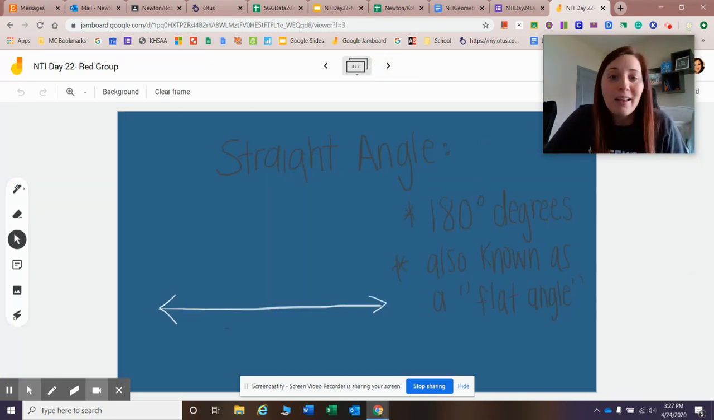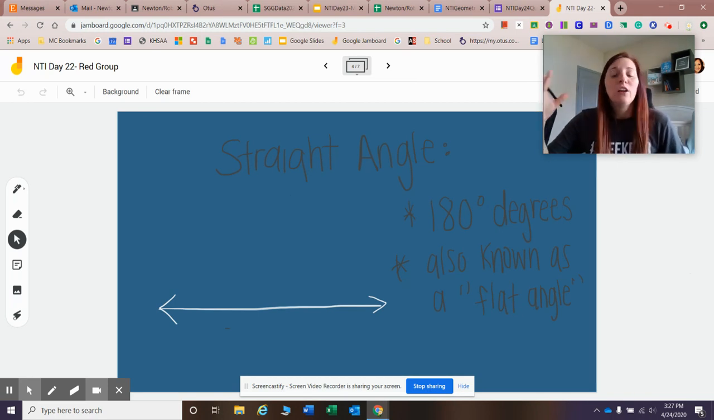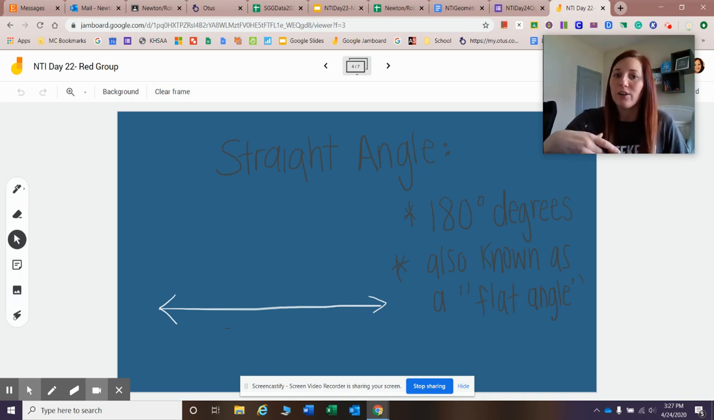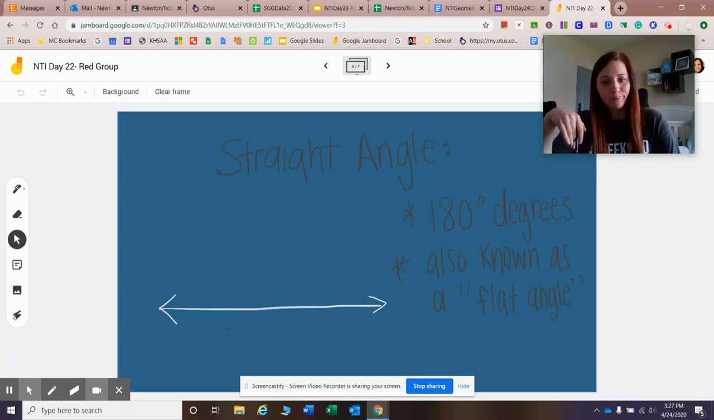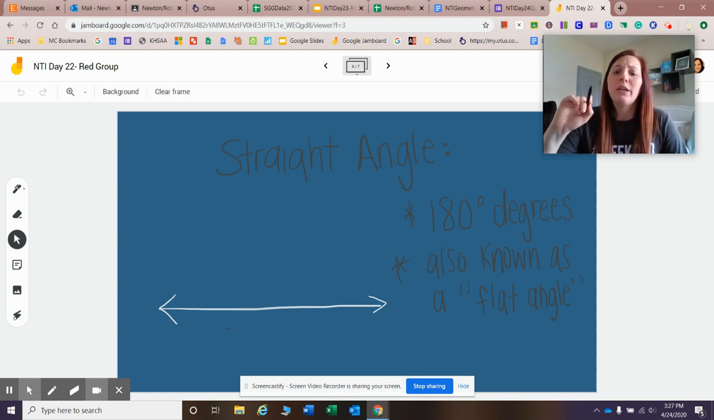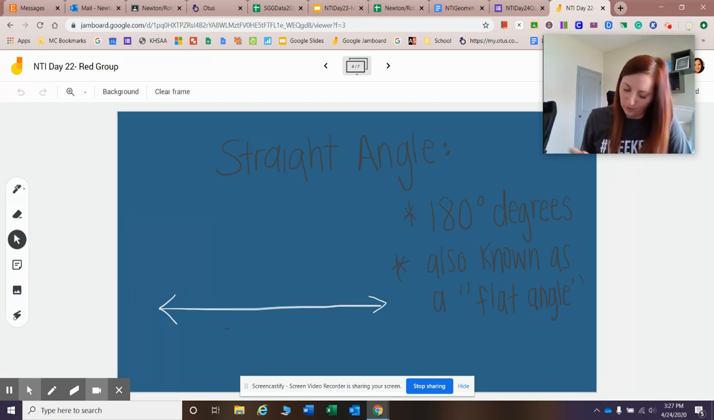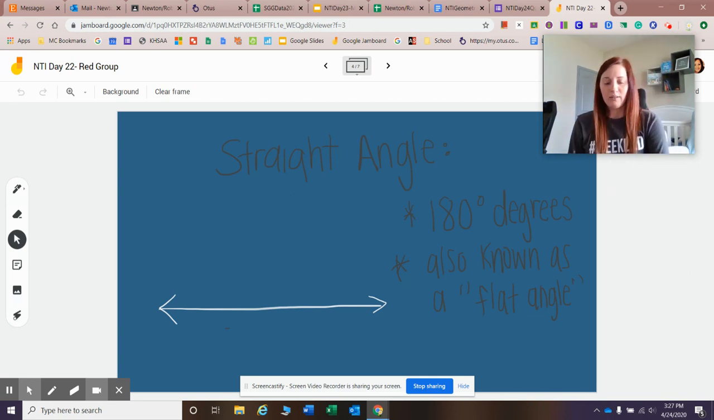It's as simple as the name. It's a straight line. It's 180 degrees. So if it's 180 degrees and you know that a right angle is 90 degrees, a straight angle is double a right angle, or a right angle is half of a straight angle, because 90 times 2 equals 180. You might also hear people refer to this as a flat angle. This is what a straight angle looks like.